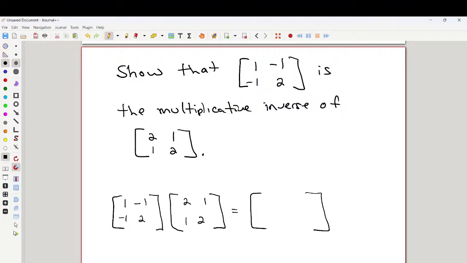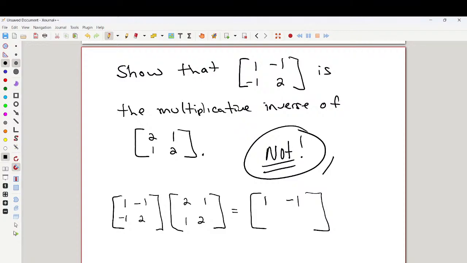All right, so let's do this. Row 1, column 1, 2 times -1, 2 plus -1 times 1. Row 1, column 2, 1 times -2, 1 plus -2. Not. Can't be. So did I set up a trap? Maybe. But it's not the inverse. It would have to be a 0.